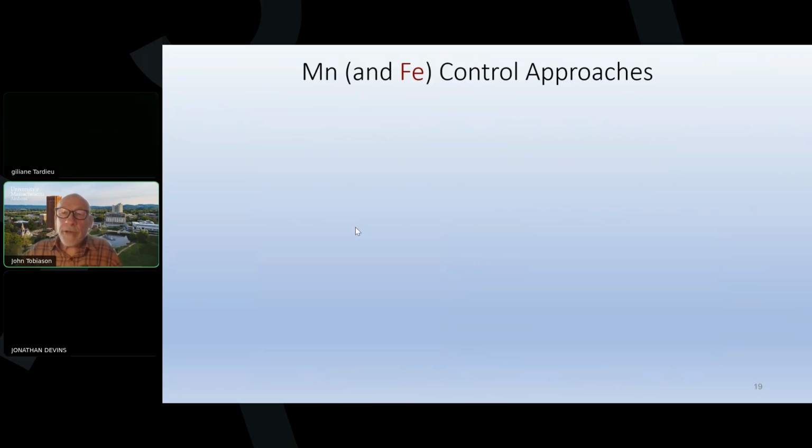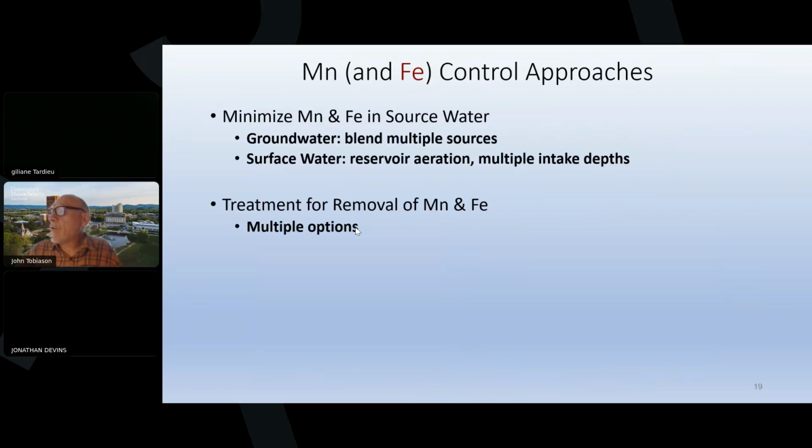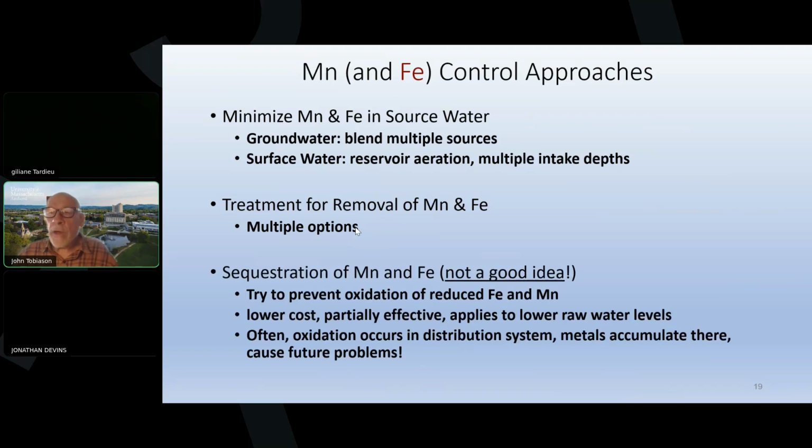So what are the approaches to take care of manganese and iron? I'm going to list two here and then a third comment. Well, first, there are things you can do to minimize it in the source water, and that can be selection of wells, blending of wells. In surface water, it can involve reservoir aeration and multiple intake depths. I'm not going to talk about that. We're going to talk about removal options. We're going to go over that. And then one that gets mentioned, and particularly for small systems that the industry has used over time, is an approach that is not good, really.